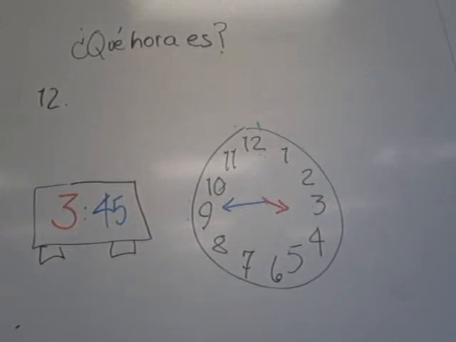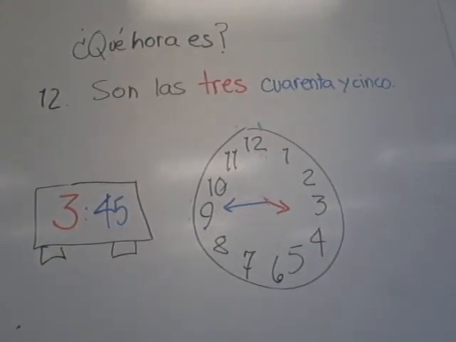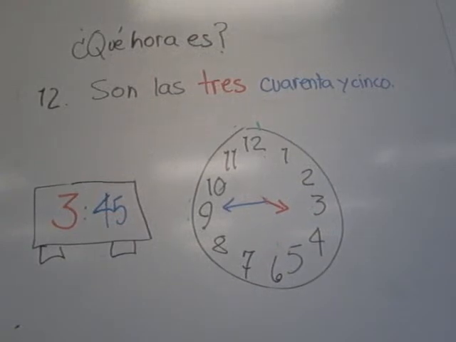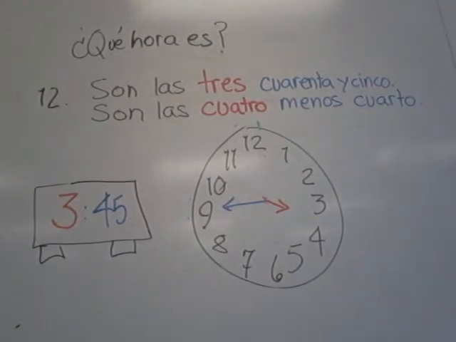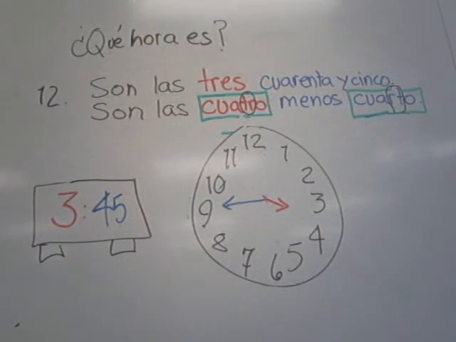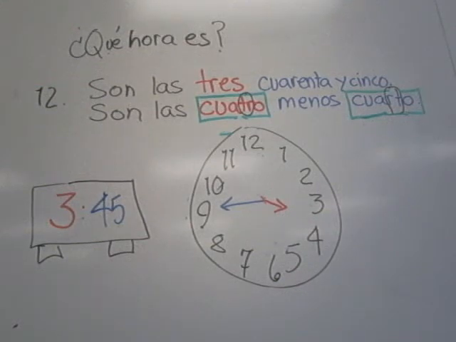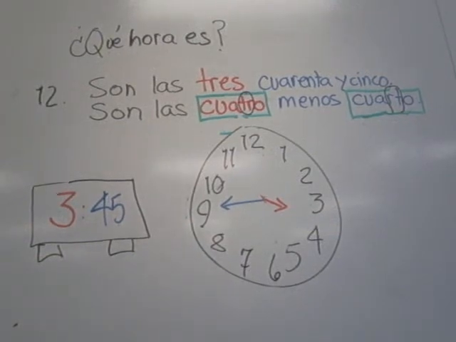¿Qué hora es? Son las 3:45. Or you could have said, son las 4 menos cuarto. And be sure not to get these two words mixed up. Cuatro on the left there is the number 4. It's TR. And 1/4 is cuarto. It's on the right there. It's RT. We answer son las because we're asking ¿qué hora es? What time is it right now?